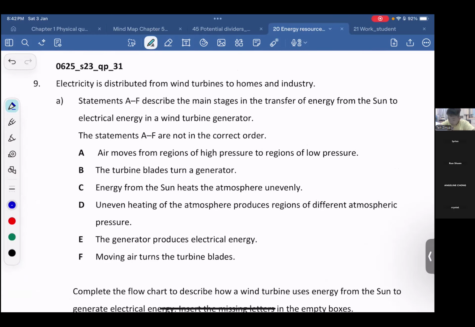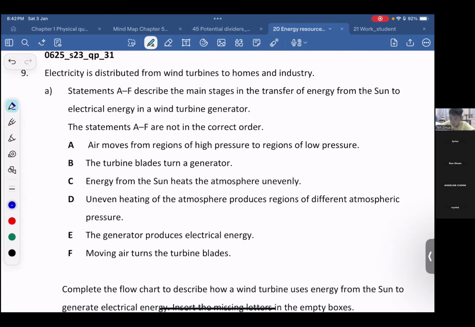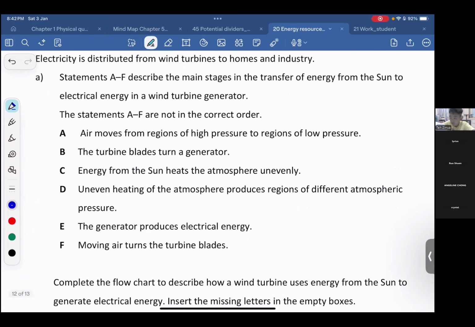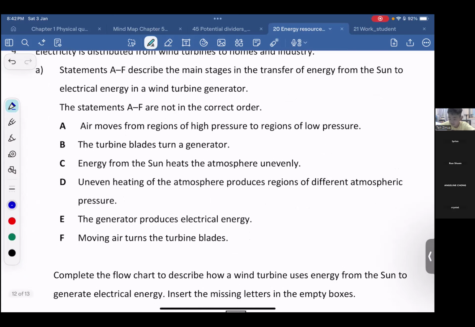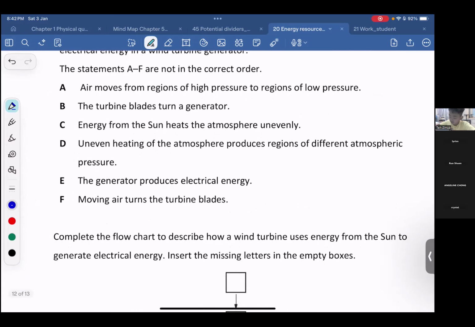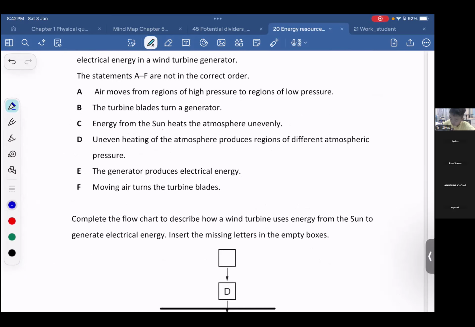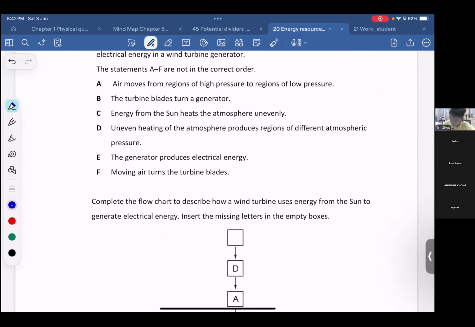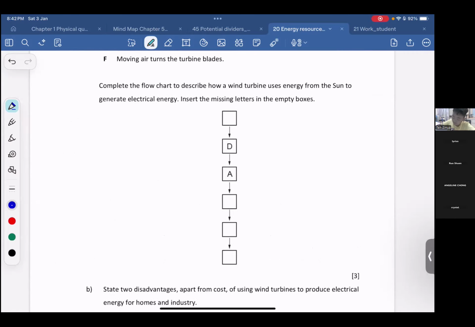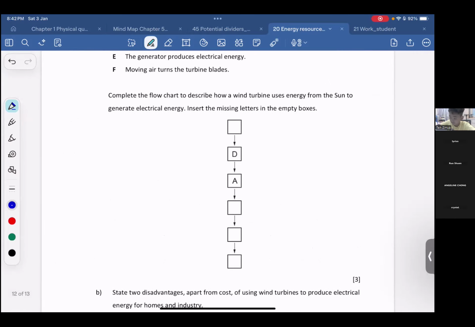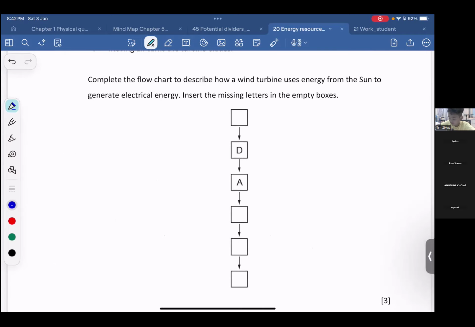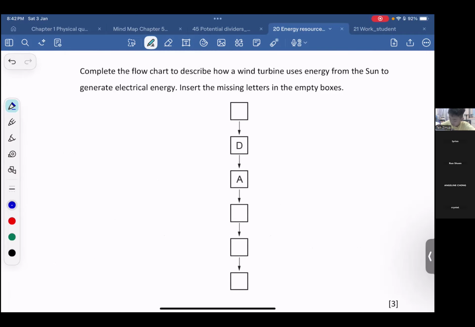Electricity is distributed from the wind turbine to homes and industry. So statements A to F describe the main stages in the transfer of energy from the sun to the electrical energy in the wind turbine generator. A to F are not in the correct order. Okay, 1 minute. Read from A to F, then after that you arrange it here. Then you tell me what is the sequence.